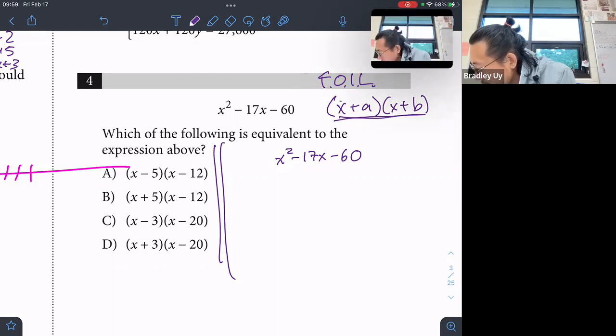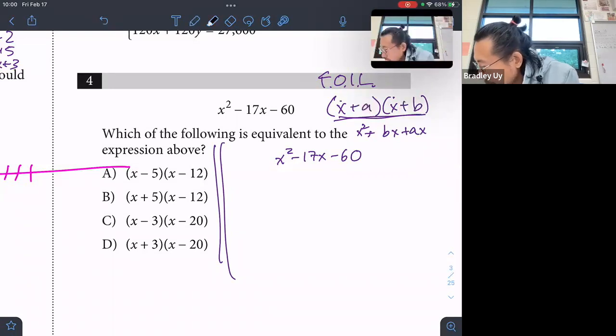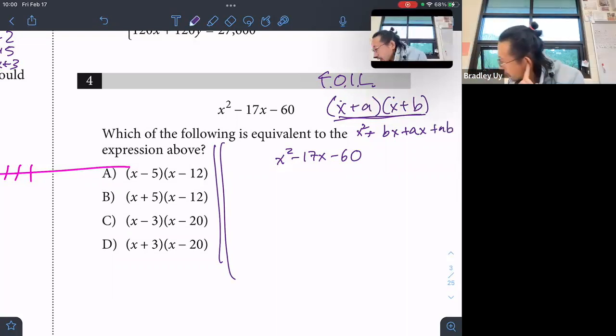That's this guy and this guy, so that's x squared. Then we multiply the outsides. That's this guy and this guy, including that sign. So we'll have plus bx. And then the insides are these guys, including that sign. So that'll be plus ax. And these are the lasts. So that's plus AB. So that's how we FOIL.